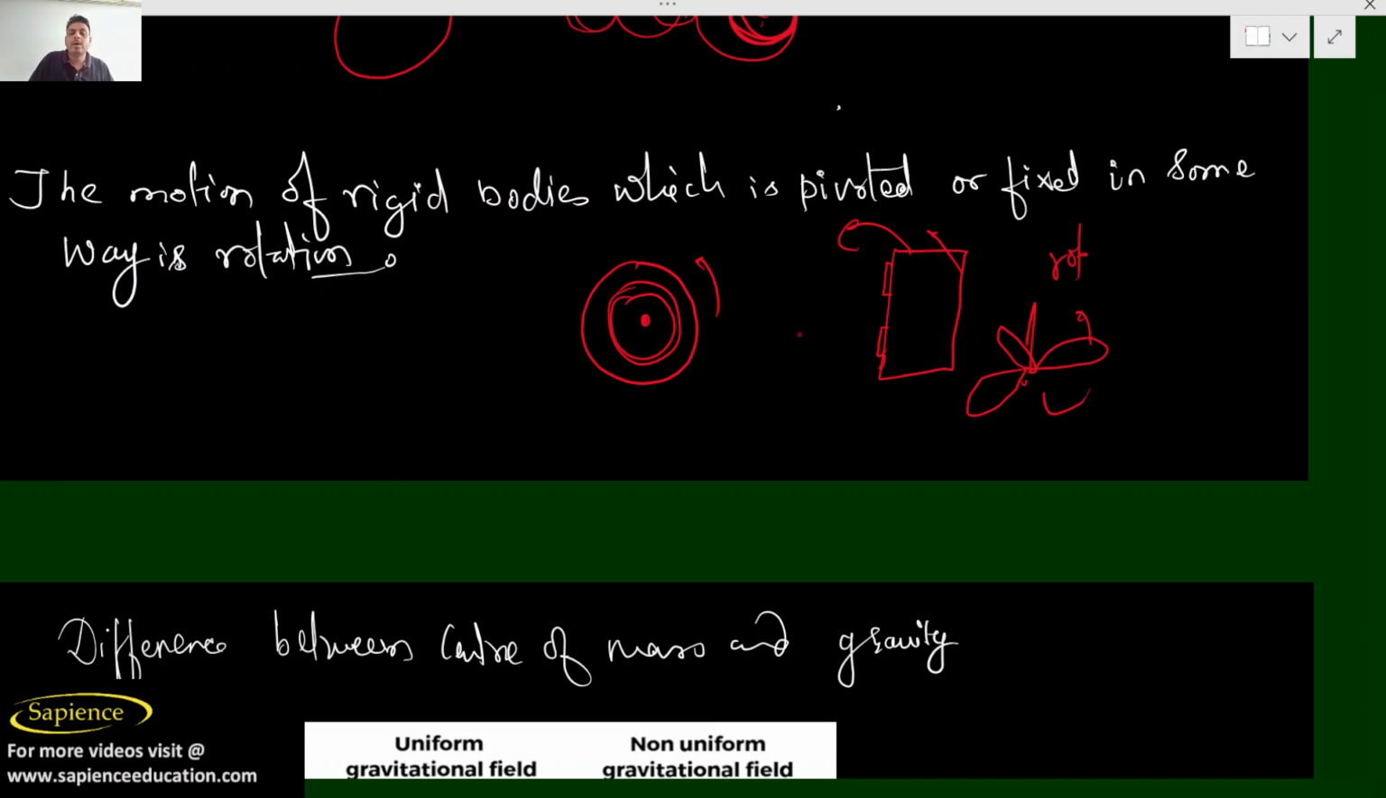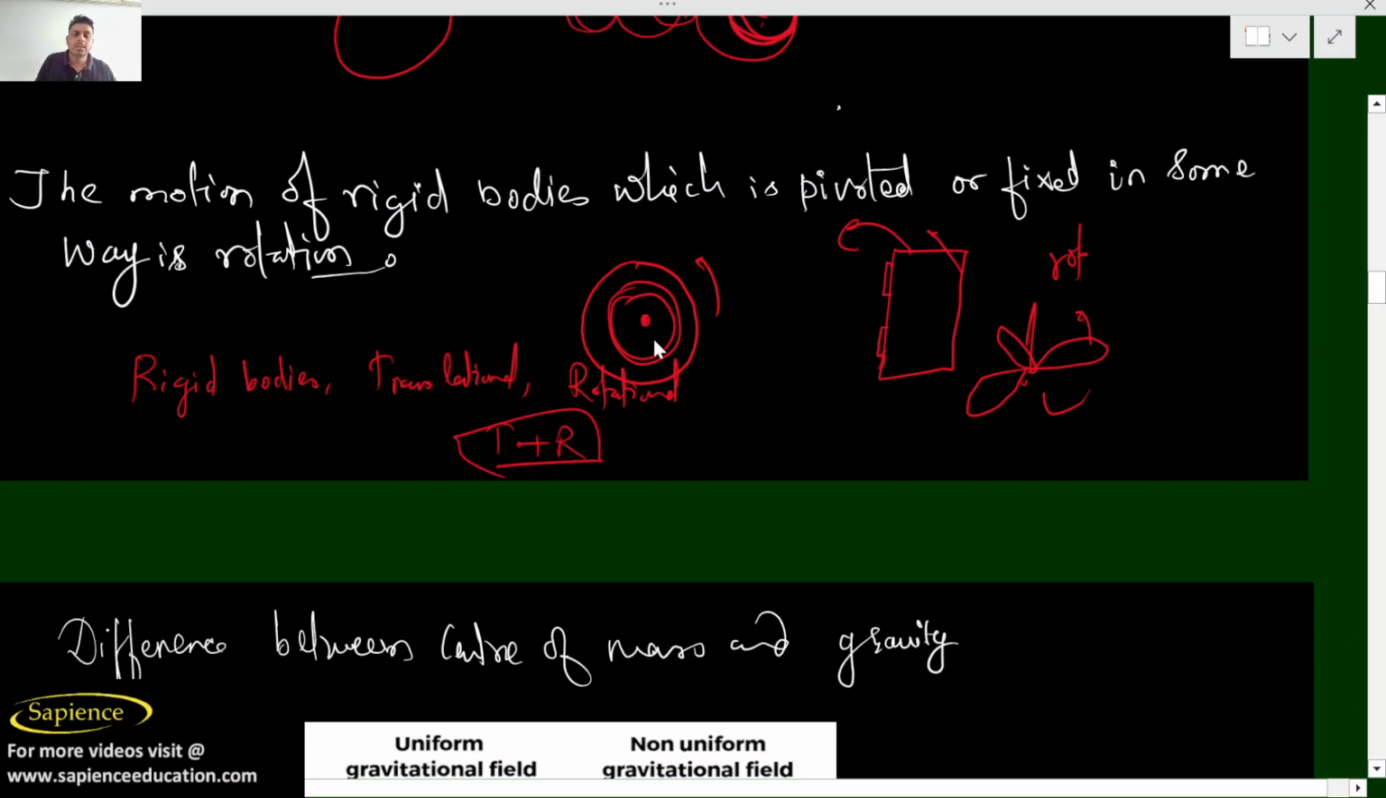Okay, so I hope you have understood. First of all, you have understood rigid bodies, then translational motion and rotational motion, and the combination of translational plus rotational motion. So these three things have now been cleared and discussed.